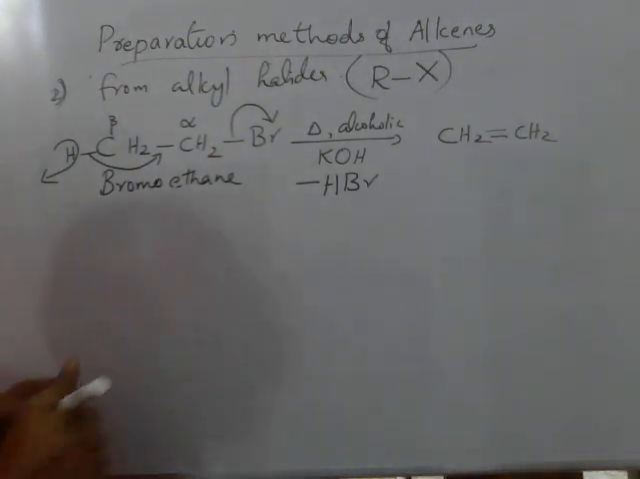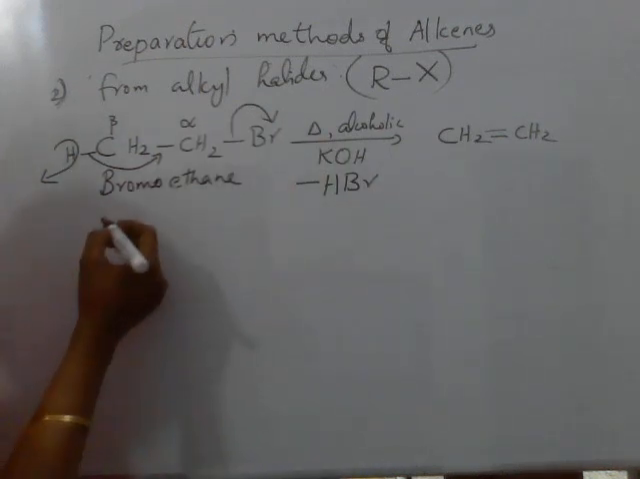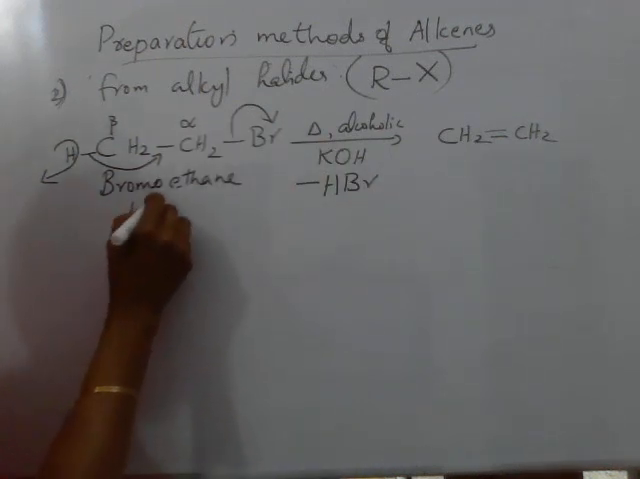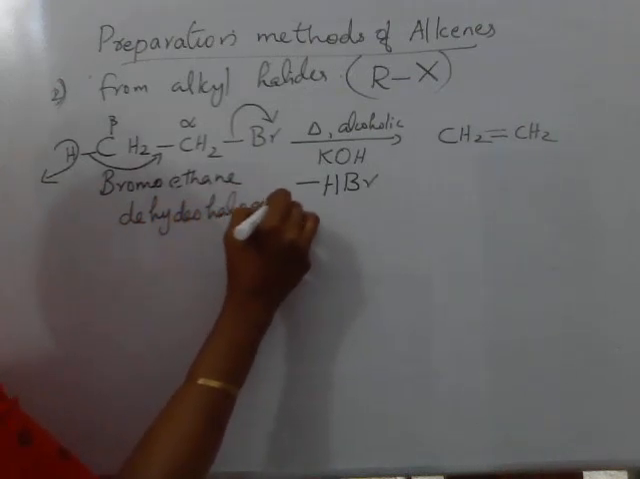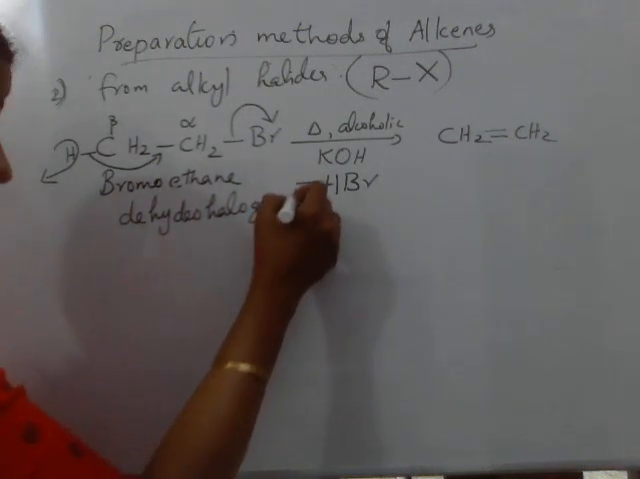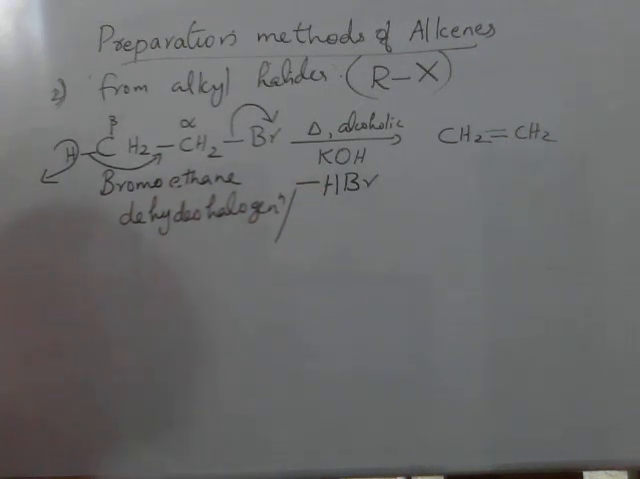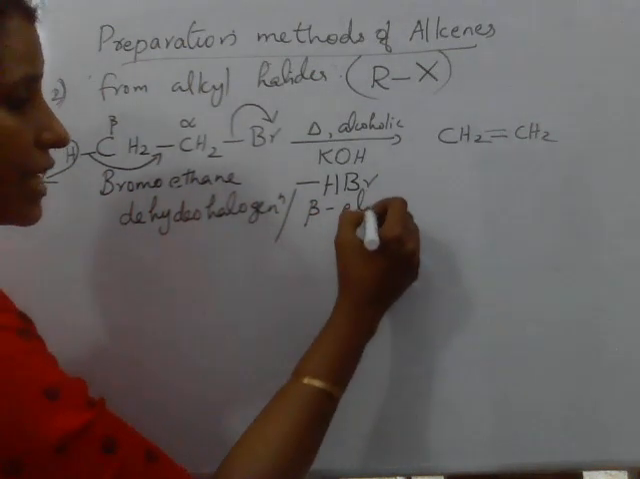Clear? Since there is elimination of hydrogen and a halogen, this reaction is called dehydrohalogenation reaction. This reaction is also known as beta elimination reaction because a beta hydrogen atom is eliminated. Also known as beta elimination.